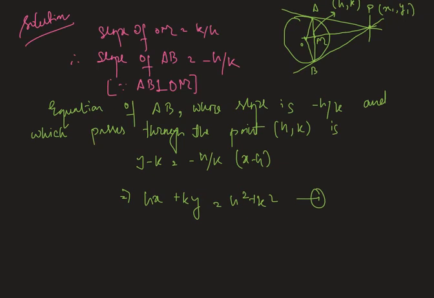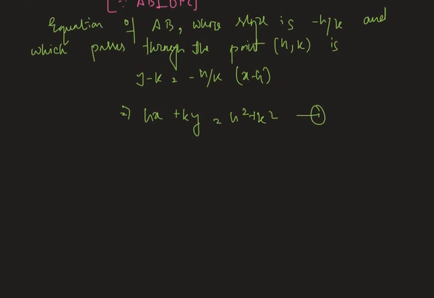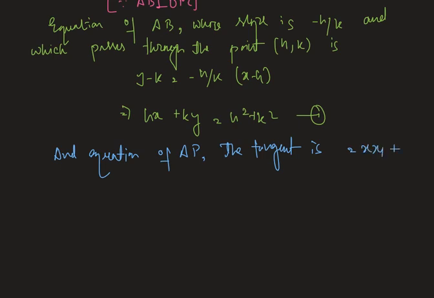And the equation of AP, the tangent, is x into x1 plus y into y1 is equal to a square. Let's name it equation 2.